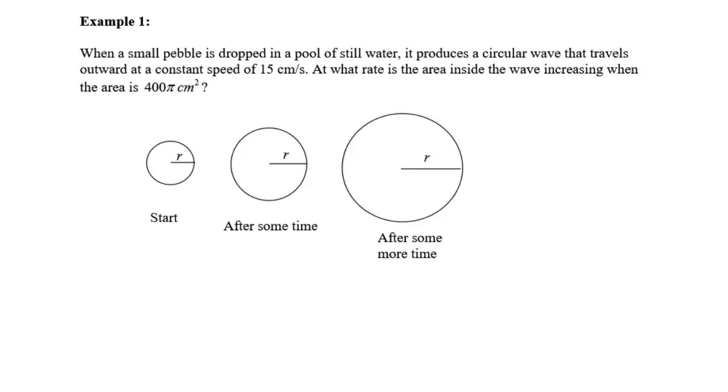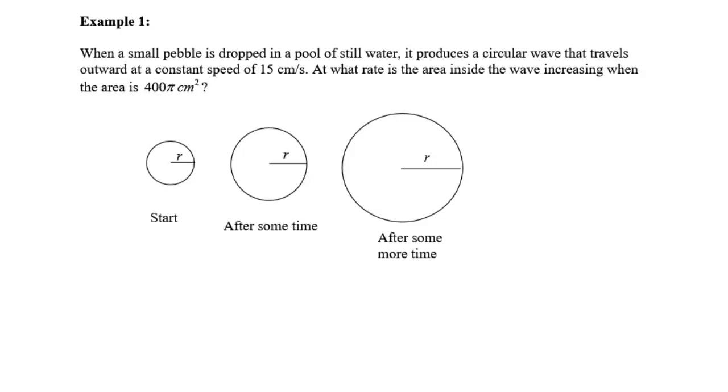Okay, so let's take a look at example 1. When a small pebble is dropped in a pool of still water, it produces a circular wave that travels outward at a constant speed of 15 centimeters per second. At what rate is the area inside the wave increasing when the area is 400 pi square centimeters?